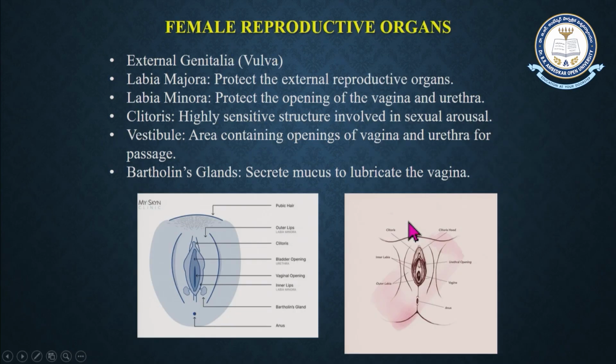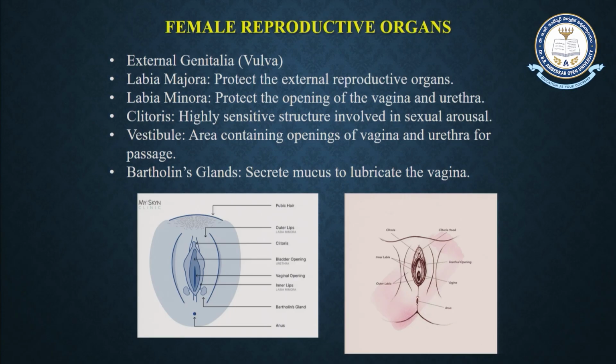Then moving on to the external genitalia, also known as the vulva, starting with labia majora. This is the labia majora, which protects the external reproductive organs. Then comes the labia minora. These inner lips are known as the labia minora. They protect the opening of the vagina and the urethra.